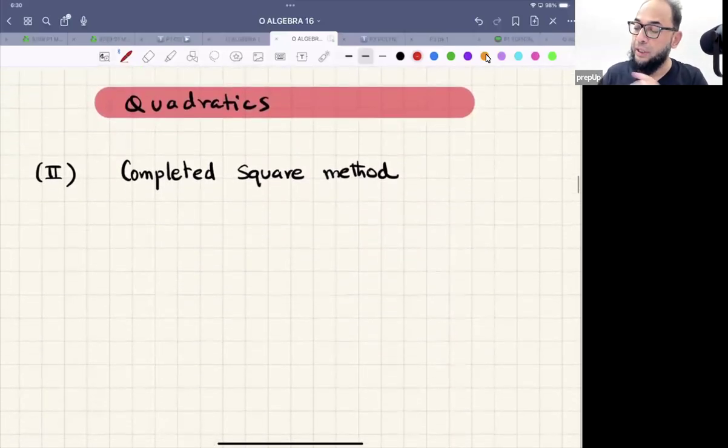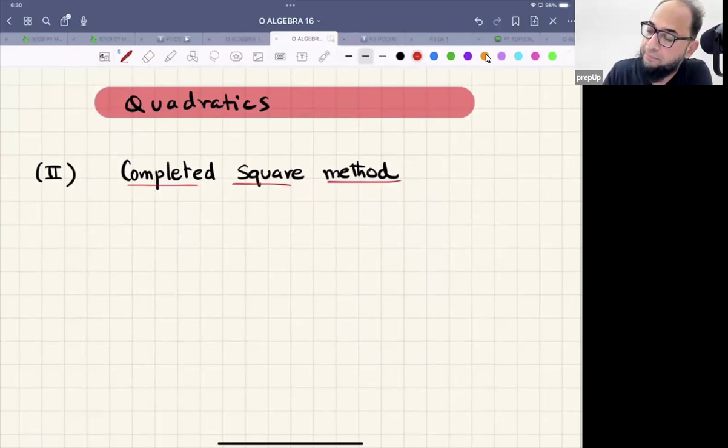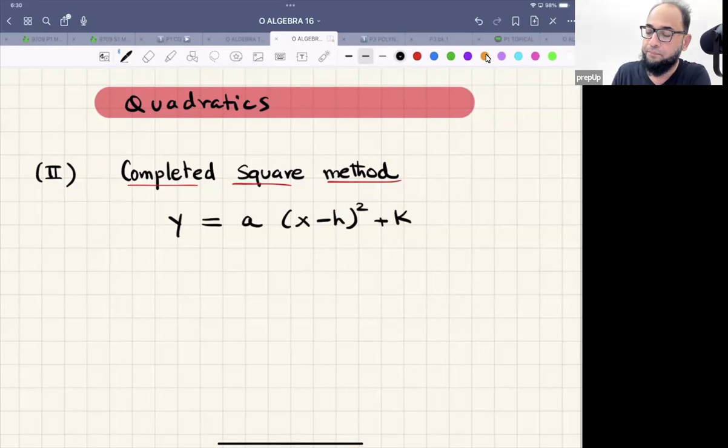The second thing in quadratics, that is called the completed square method. The format looks something like this. Y is equals to a(x minus h) whole square plus k. What is a? A is the coefficient of x square.